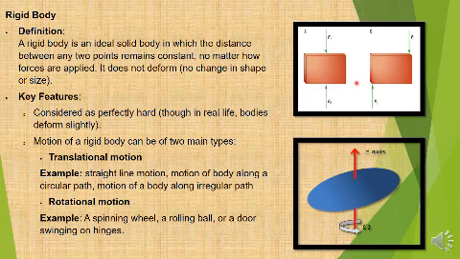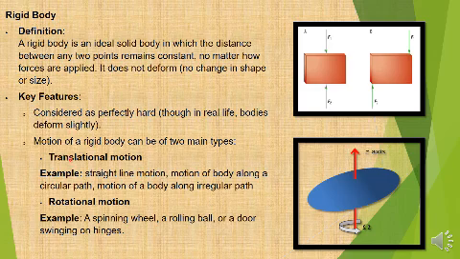Let's see the figure. Here we have two blocks, A and B. The forces F1 and F2 act along the same line in the opposite direction, but still no deformation occurs, no change in size or shape, and the distance is not changed. In figure B, you can see again F1 and F2 are not acting along the same line but at two different points, but again no change in shape or size. A rigid body is considered as perfectly hard, though in real life a body deforms slightly, but we are talking about the ideal situation in which there is no change in shape or size.